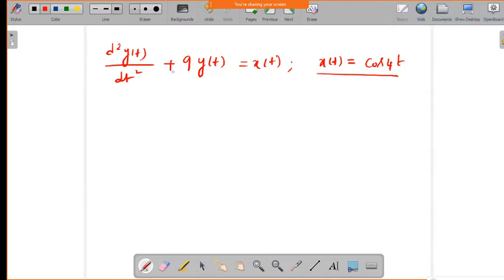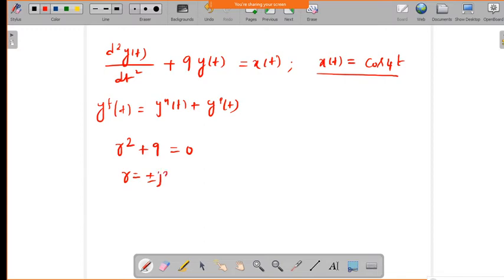So, now how to find out the forced response? The forced response is nothing but the natural response plus the particular integral. Okay. So, now how to find out the natural response? As it is, you put d power k by dt for k into y of t equal to r of k to get the characteristic equation. So, you will get r square plus 9 equal to 0. Okay. So, now what is r? r equal to plus or minus j3. So, these are the roots.